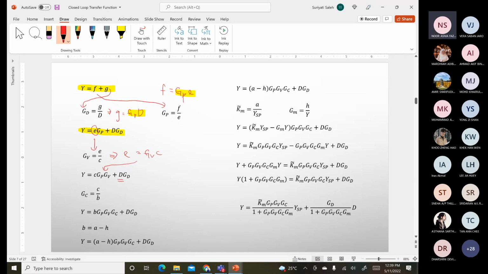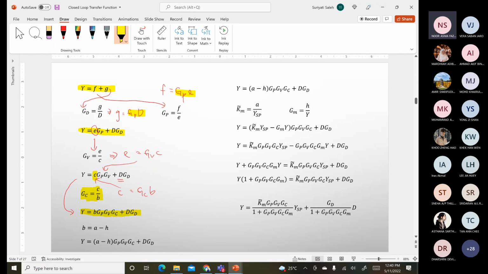Where now we want to find the C. C is based on the controller. GC equal to C over B. So for this part, we know that C equal to GC multiplied by B. So we substitute again into C. This results in the following equation, where now you have Y equal to B multiplied by GP multiplied by GV multiplied by GC plus D multiplied by GD. So we complete that part.